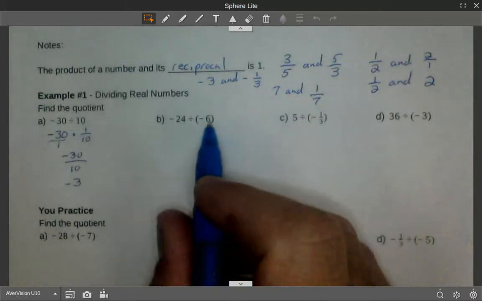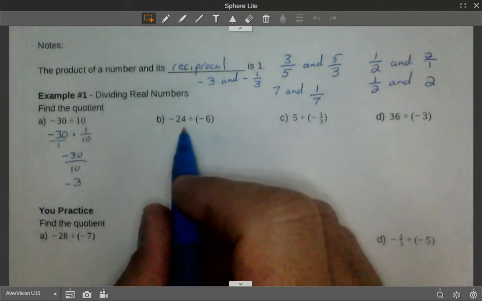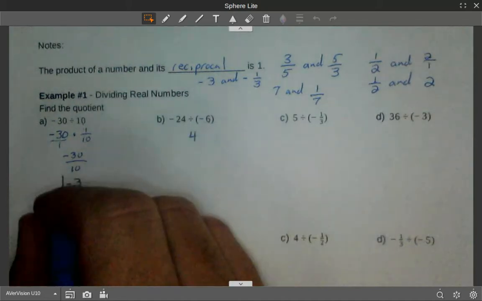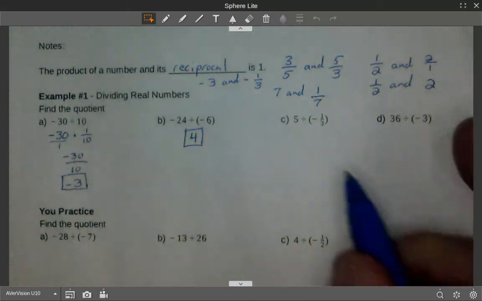Now that's a lot of work for problems that we can do pretty much in our head. For example, negative divided by negative is a positive. So I know my answer is going to be positive. 24 divided by 6 is 4. So with these, it's pretty easy to do in our head.